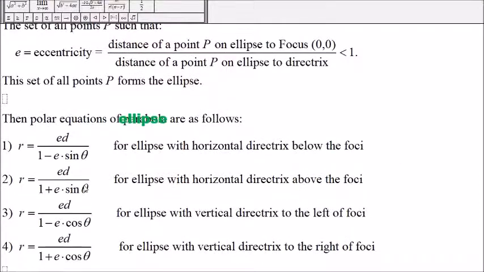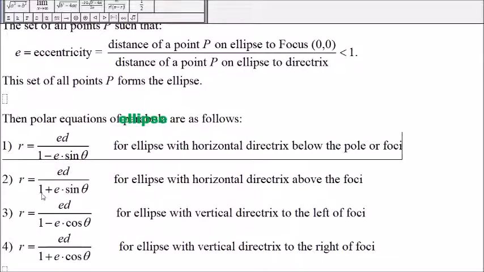And here's the summary of what we just did. If the directrix is below the pole, then we get this type of equation: the denominator will be 1 minus eccentricity times sine of theta. If the directrix is above the pole or the foci, then we have the equation of the type 1 plus eccentricity times sine of theta.